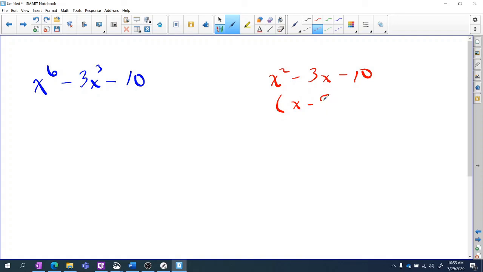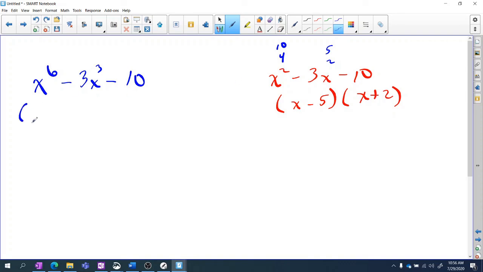It'd be x minus 5 and x plus 2. Multiply to give negative 10, add to give negative 3. However, if the pattern that we followed here holds like this one does, it doesn't matter what this exponent is, as long as this one is half of it. So this could be x to the 4th, as long as this is x squared. This could be x to the 10th, as long as this is x to the 5th. The only thing that changes is the exponents on these. They're always going to be half of this or the square root of it.